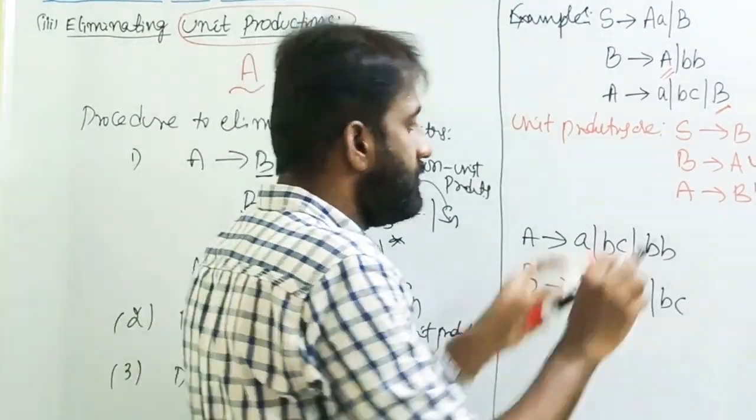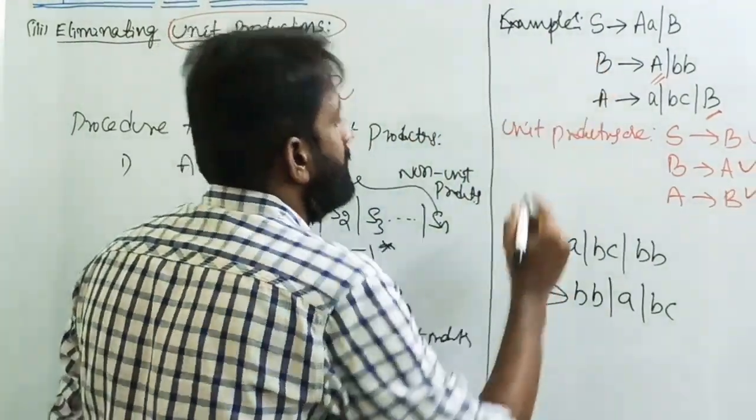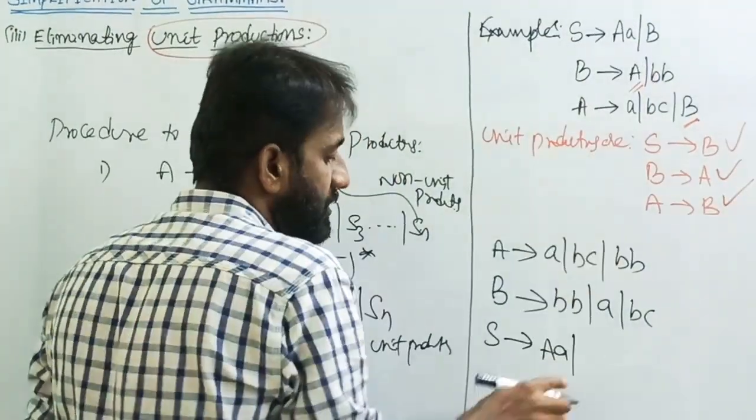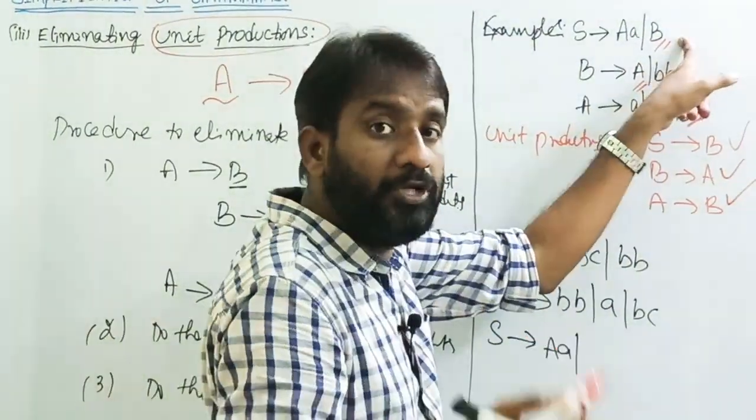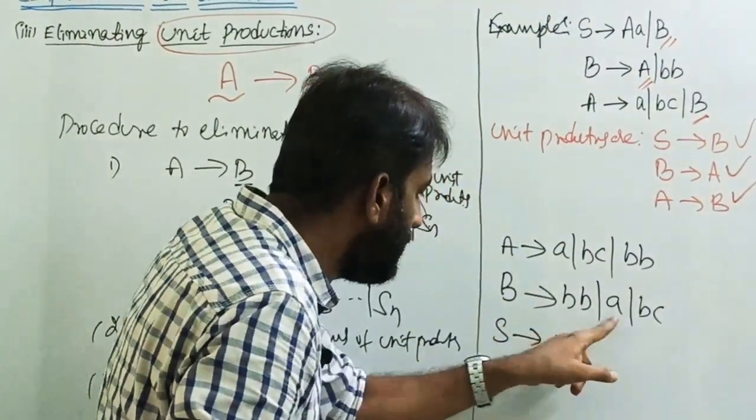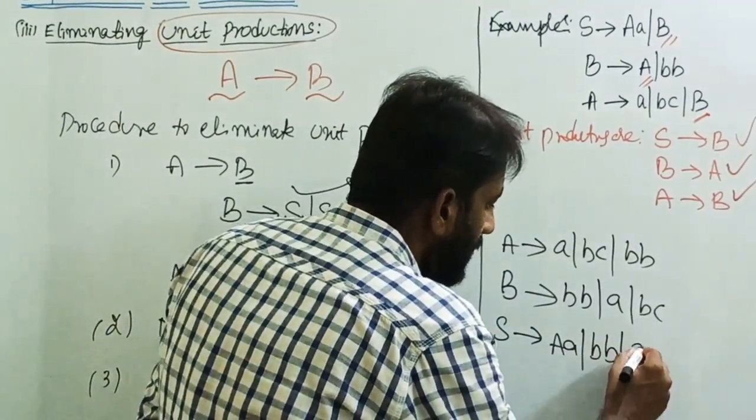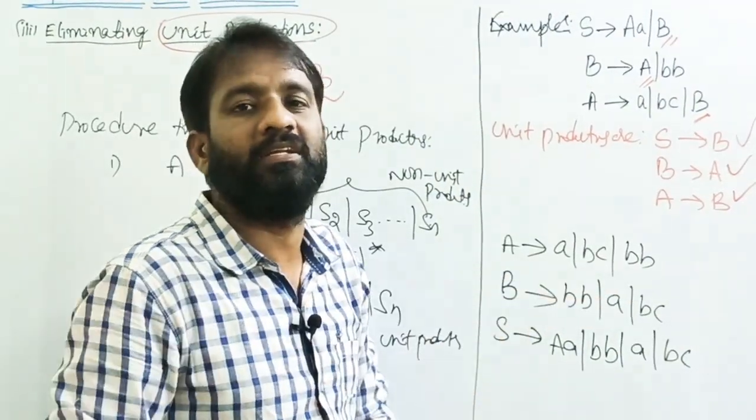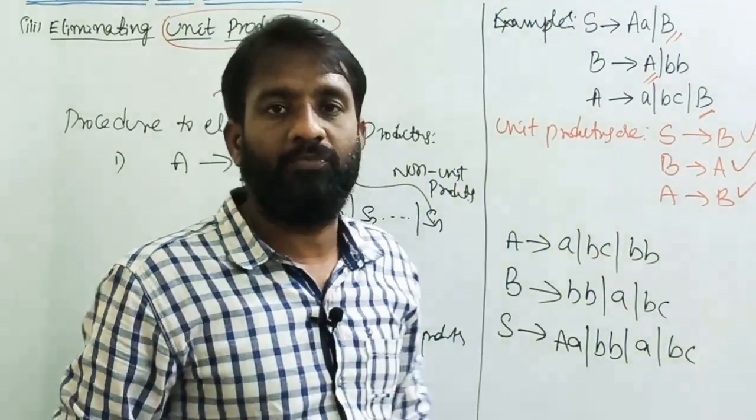Then consider one more unit production, S tends to B. So what is S? S tends to capital A, I have written the same as before. Then we are going to remove B from the production, so substitute B's non-unit productions into the S production. What are the B non-unit productions? These are all B non-unit productions. Add all these, so B A slash BC. I will do this simultaneously. So this is the grammar with unit productions, and this is the grammar without unit productions.